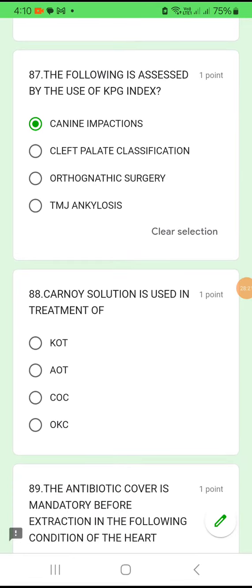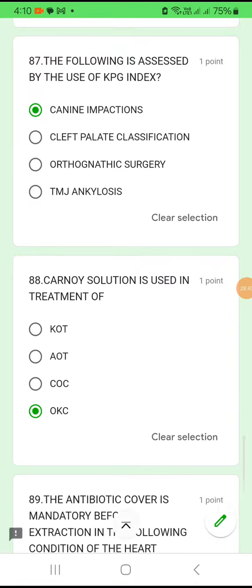Question number 88. Carnoy solution is used in the treatment of KOT, AOT, COC, OKC. Okay, just after removal of an odontogenic keratocyst OKC, you have to treat the cyst area with Carnoy solution so that you will prevent the recurrences of the OKC. Okay, so OKC is the answer.